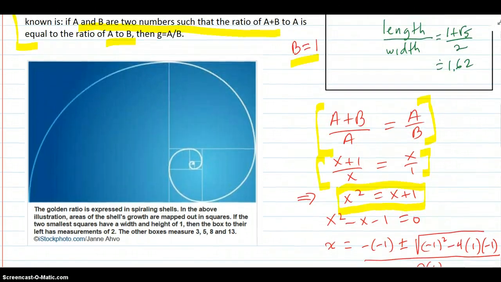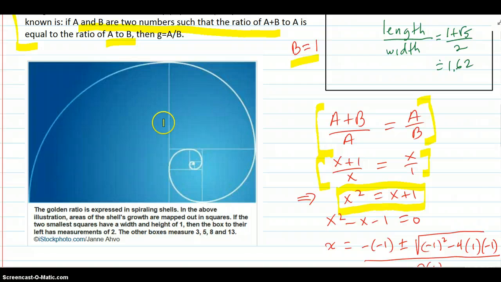Golden ratio shows up in animal shell spirals, and has to do with these boxes that are created here and here and here and there. The sides of those boxes go in a Fibonacci pattern of sides.